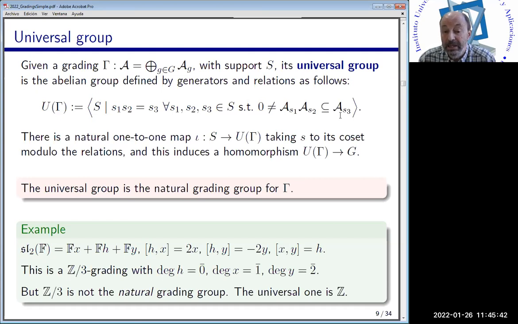So what happens is that the universal group is the integers, is the group generated by the degree of H and the degree of X and the degree of Y. And the only restriction that we impose is that the degree of X times the degree of Y is the neutral element, and the degree of H must be the neutral element. Okay, so the same splitting of SL2 can be given as a grading by many different groups, but the universal group is the natural one. Okay, this is one invariant of the gradings, and this is one of the invariants that was considered by Patera and Zassenhaus.